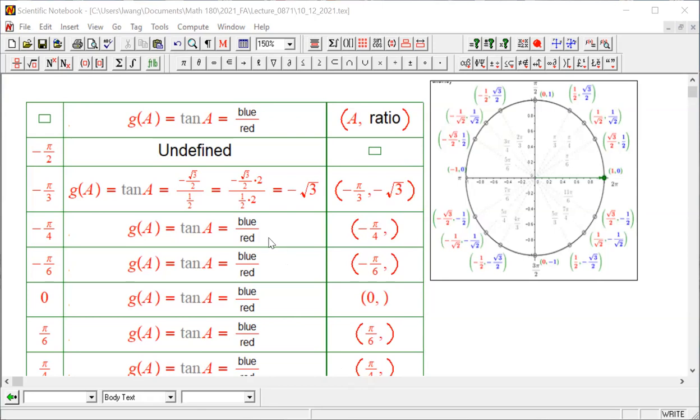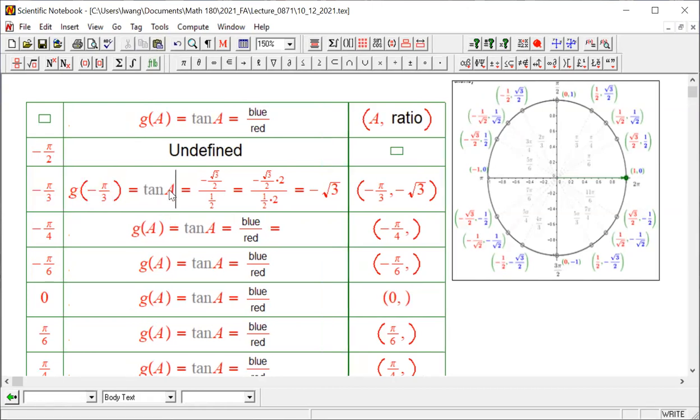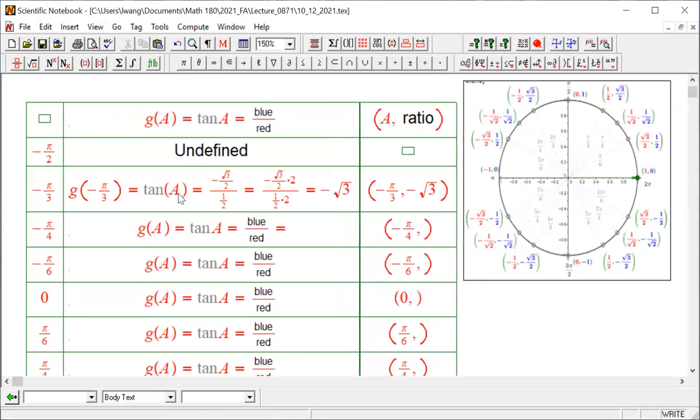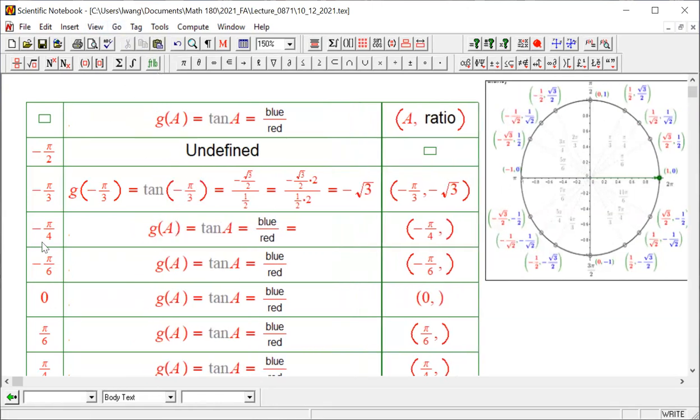So that's how we get it. And this one is for negative pi over 3. You plug in the numbers like that. Write it this way, please, okay? You write it the way I do.